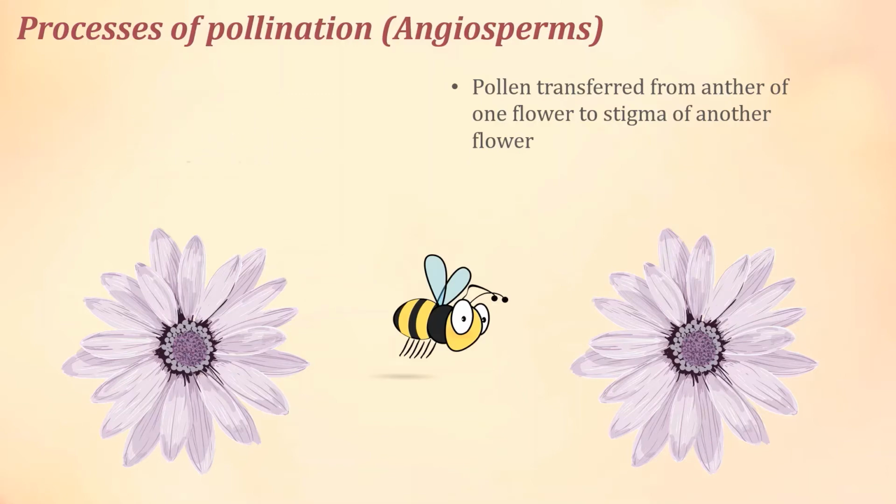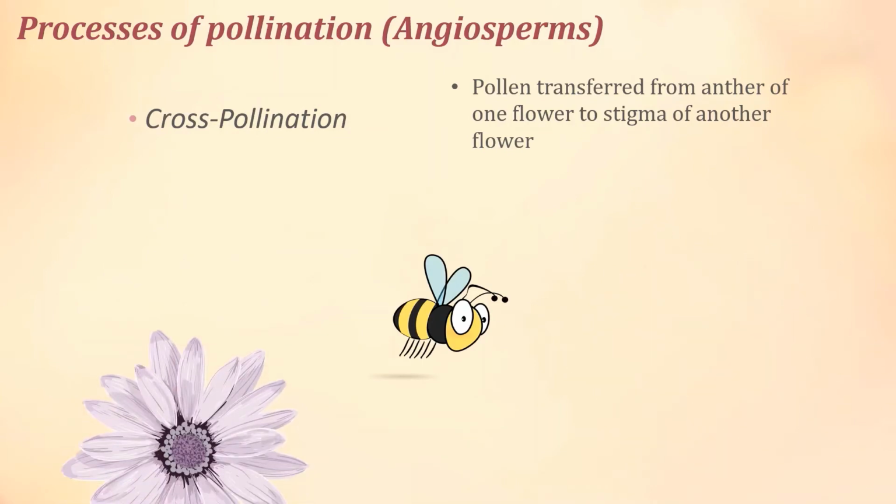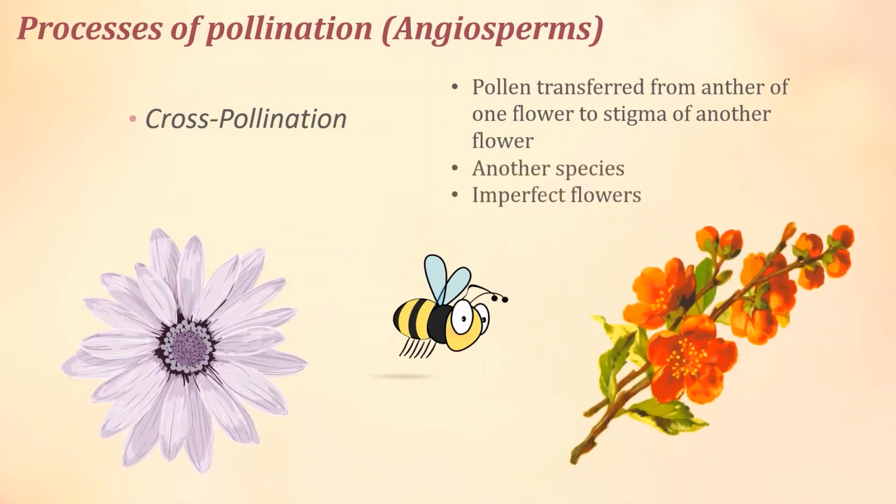On the other hand, cross-pollination is the transfer of pollen from the anther of a flower to the stigma of a flower from another species, which results in imperfect flowers. This leads to greater genetic diversity, since genetic material is derived from different plants.